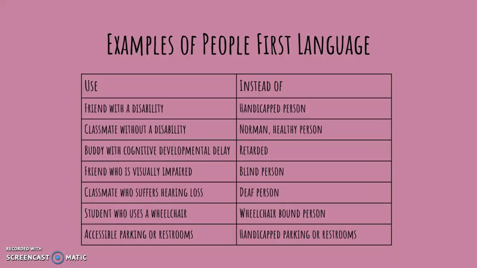Some examples of people first language include: use a friend with a disability instead of a handicapped person, a classmate without a disability instead of a normal or healthy person, a buddy with cognitive developmental delay instead of retarded, a friend who is visually impaired instead of a blind person, a classmate who suffers hearing loss instead of a deaf person, a student who uses a wheelchair instead of a wheelchair-bound person, and accessible parking or restrooms instead of handicap parking or restrooms.